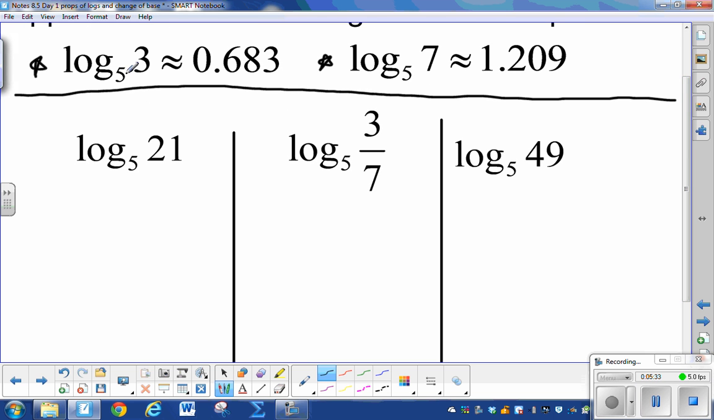So since we actually know what the log base 5 of 3 is, and we know what the log base 5 of 7 is, or approximately what they are, our goal is to change these ones. So we're going to rewrite these so that they look like these things that we actually know. So a 21 can be written as log base 5, and a 21 is a 3 times a 7. The reason why I picked 3 and 7 is because I know what 3 and 7 are. I wouldn't pick 21 and 1 because I don't know those.